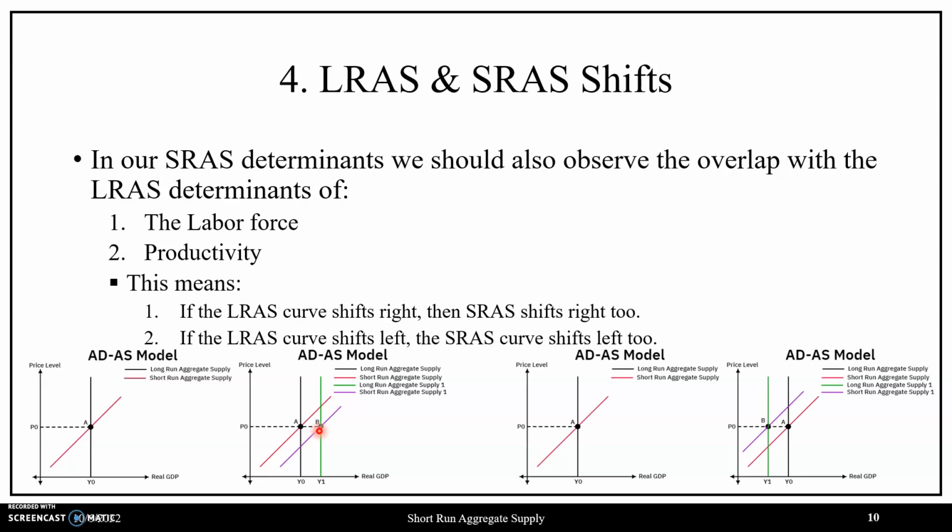Additionally, if we had the off chance of a permanent decrease in the labor force of an economy or a permanent decrease in productivity of the economy, we have seen that this would translate into a decrease in potential real GDP, which would correspond to a leftward shift of the long-run aggregate supply curve. And in our discussion in the prior slides, we know then that this would also translate into a leftward shift of the short-run aggregate supply, going from short-run aggregate supply to short-run aggregate supply 1.